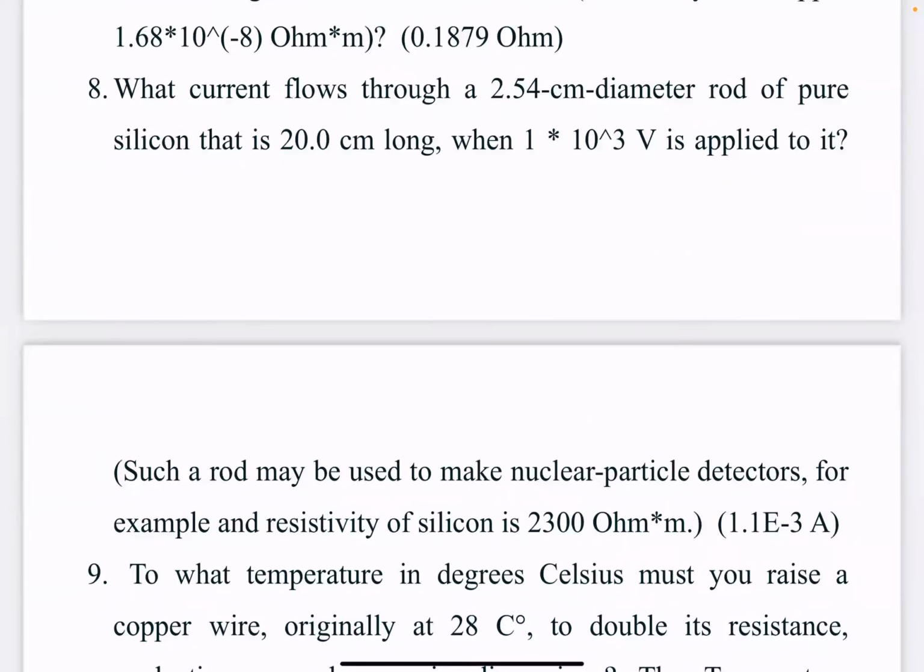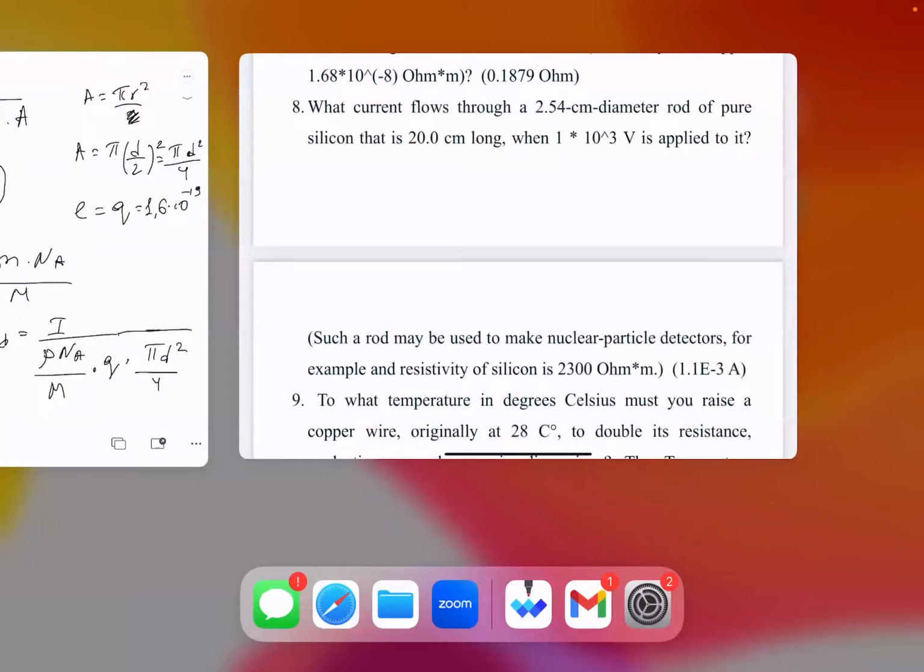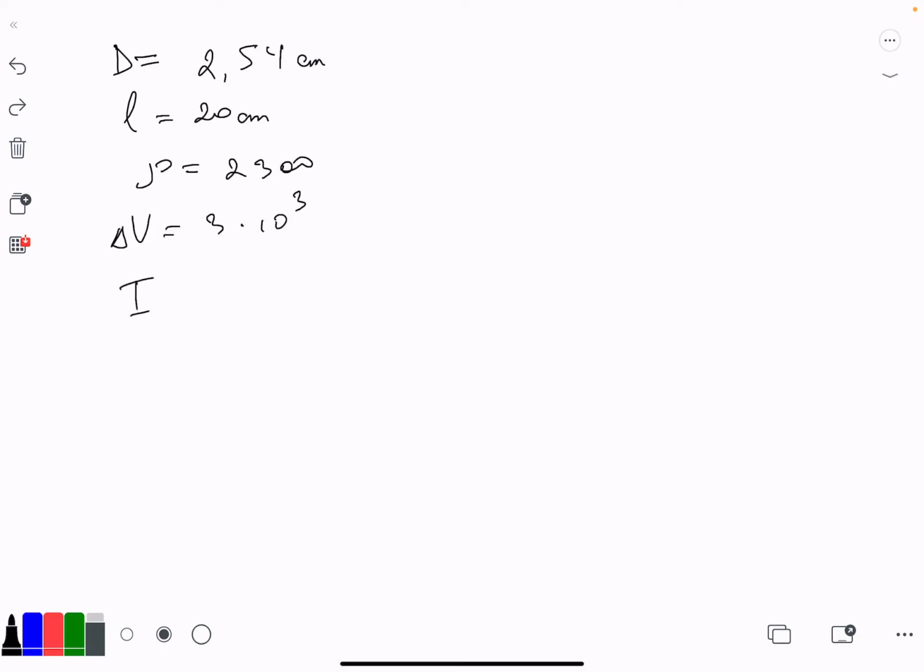In problem number 8, let's write down the given values. The diameter of the wire is given, which is 2.54 centimeters. The length is given as 20 centimeters. The resistivity is given, and the potential difference is given, which is 3 times 10 to the power of 3. Okay, we have to find the current.